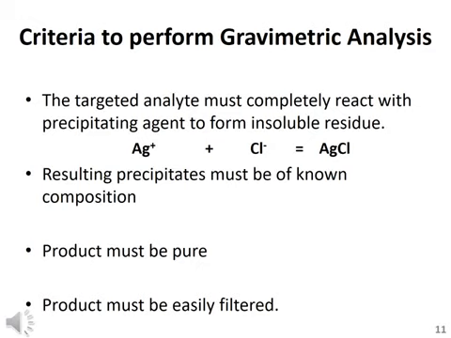And the third important criterion is that the product must be pure. No impurities, no contamination should be there with the precipitates. The precipitate must be in the pure form, and it must be bigger in size and less in number. If they are less in number, they have a bigger size, they will have less surface area, and the precipitate will be more durable in the mother liquor.